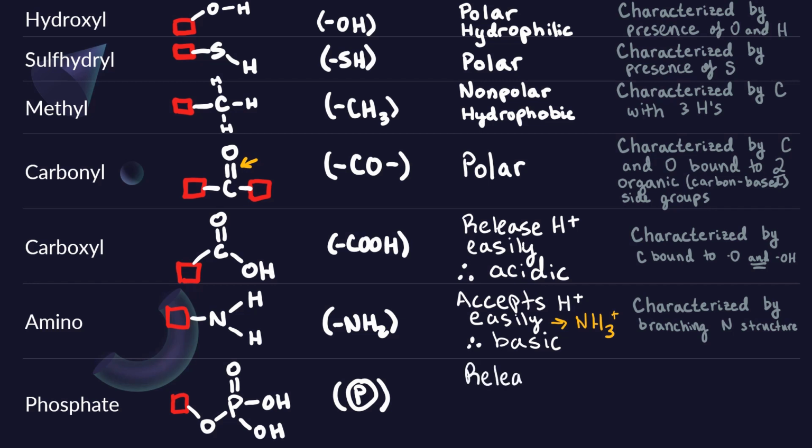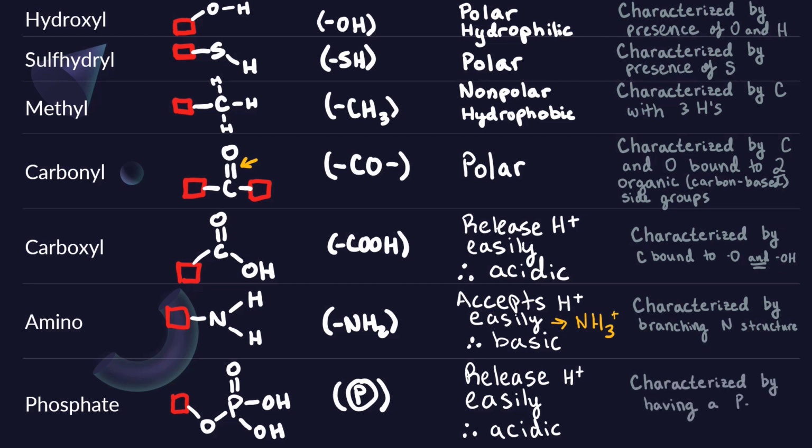Now, phosphate groups release hydrogen very easily, similar to carboxyl groups. So they release those protons into solutions very easily, very readily. And because of that, they are also, like carboxyl groups, considered acidic. And these guys are characterized largely by the presence of that phosphorus complex structure.